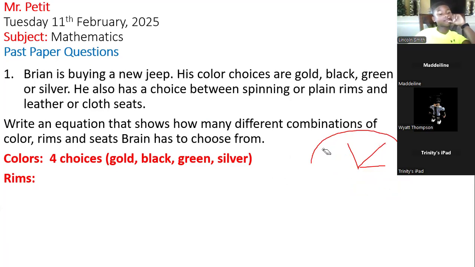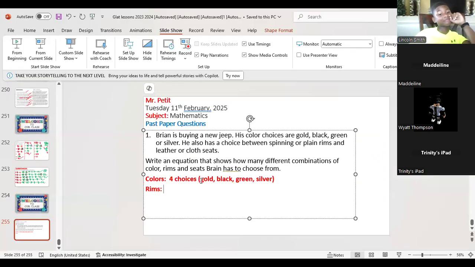Spinning rims. Okay, so what are the choices? How many options does he have for the rims? 2, right? It either could be spinning rims or plain rims. And then we have the seats.